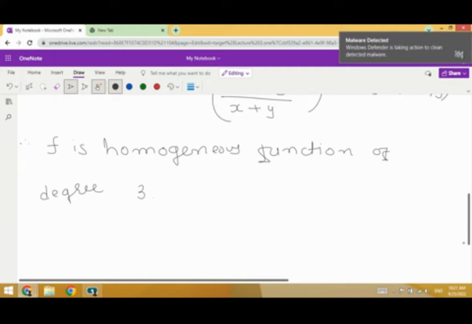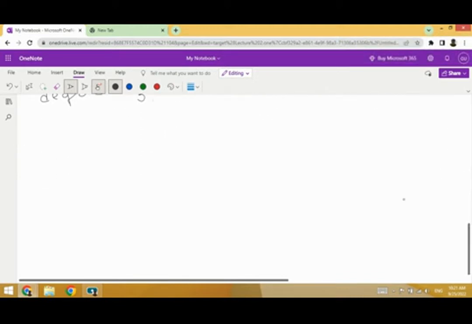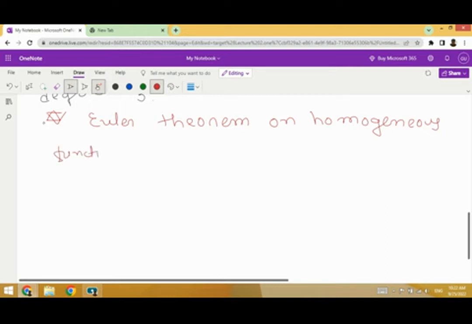Now the very most important theorem is Euler's theorem on homogeneous functions. In the examination they may ask to state and prove Euler's theorem for homogeneous functions.